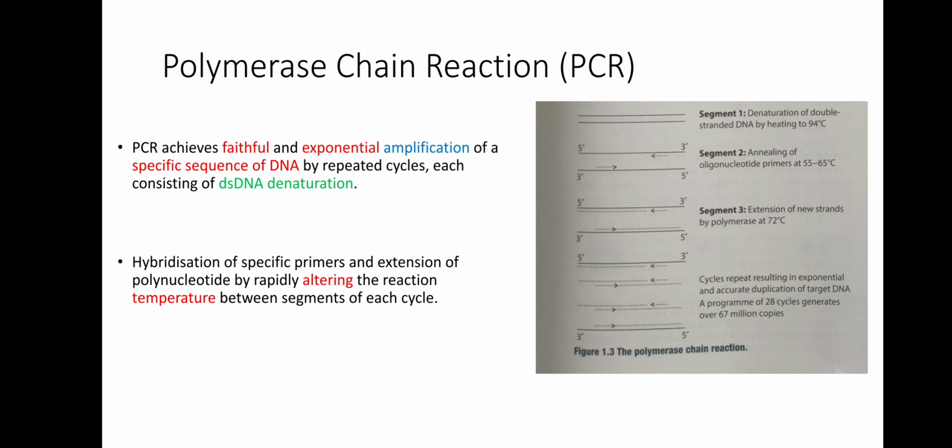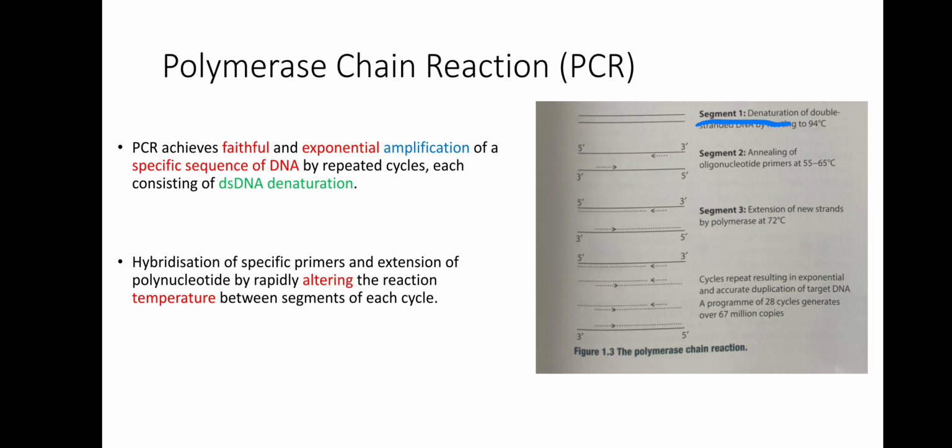Polymerase chain reaction. Polymerase chain reaction achieves faithful and exponential amplification of a specific sequence of DNA by repeated cycles, each consisting of double-stranded DNA denaturation, hybridization of specific primers, and extension of polynucleotide, by rapidly altering the reaction temperature between the segments of each cycle. The picture depicts the polymerase chain reaction.